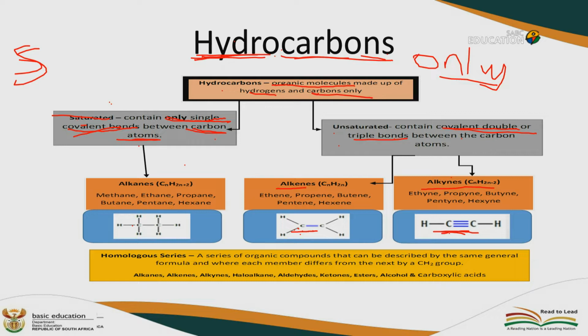All these three, the alkanes, alkenes, and alkynes, we refer to as homologous series. Remember what we said when we started? Homologous series have the same general formula. So all these alkanes have the same general formula, which is CnH2n+2. All alkanes have the same general formula, CnH2n+2.